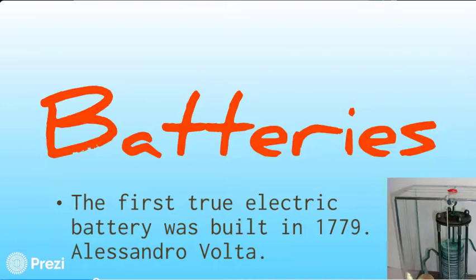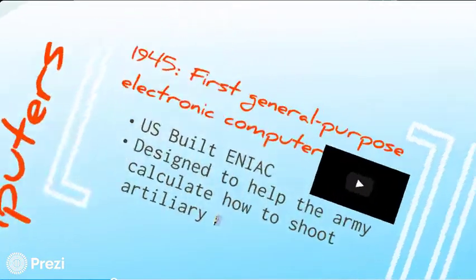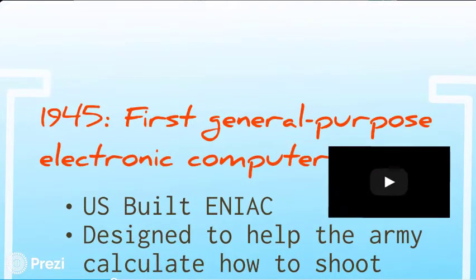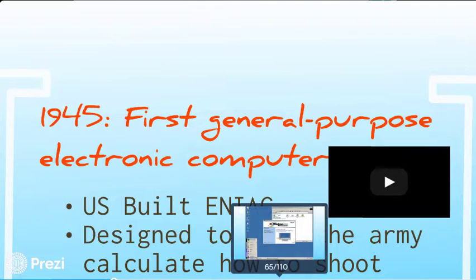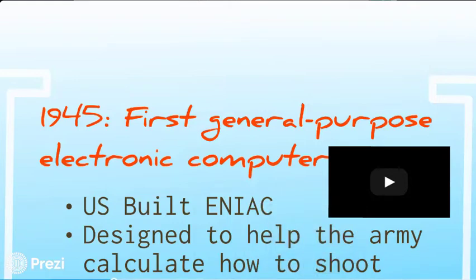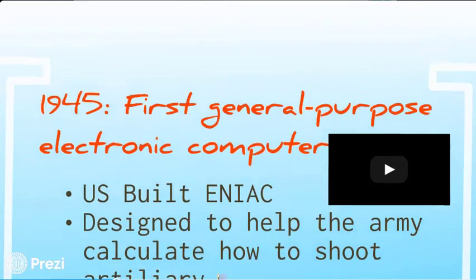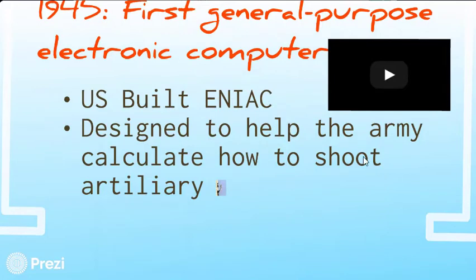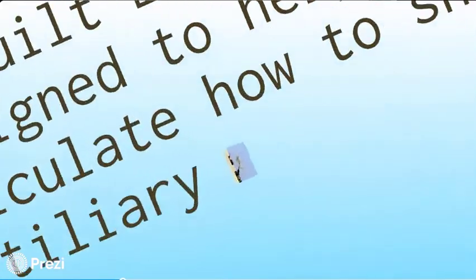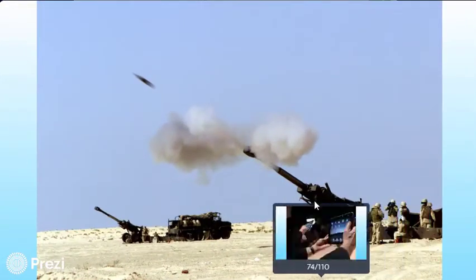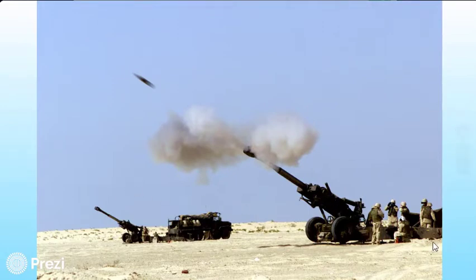in 1799 by Alessandro Volta. Now the first electronic computer, or the first general purpose electronic computer, is none other than what we call the ENIAC. It was built by the United States, and solely designed to help the army calculate how to shoot artillery. And if you're wondering what an artillery is, this is what an artillery is. So, in other words, it was mainly used for military.